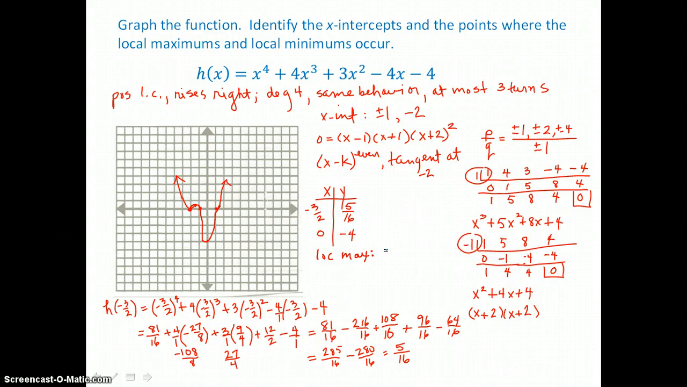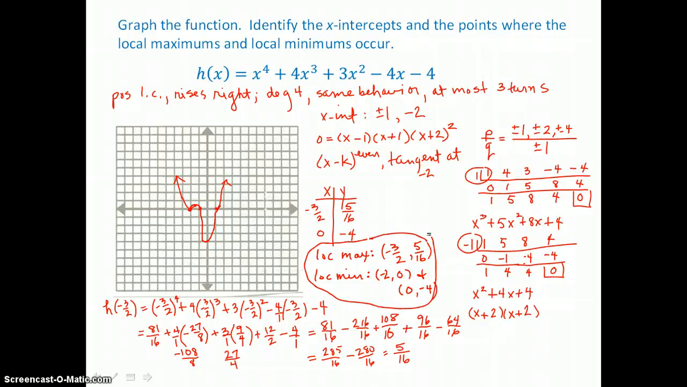So let's list that local maximum of -3/2, 5/16, and the local minimums on our graph at -2, 0, and another one near 0, -4. So again, we've located our local minimum and maximums and our x-intercepts for this function, h.